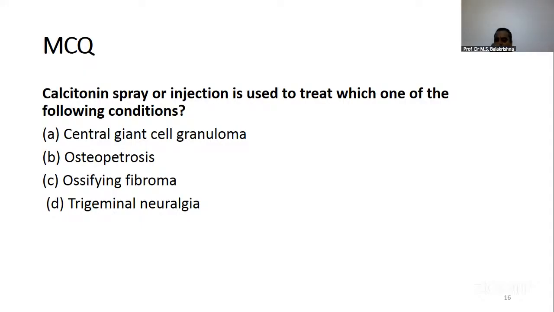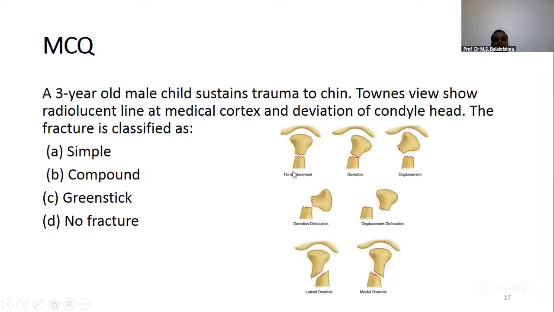Right. So these are the methods you should be knowing. Calcitonin spray is used in the treatment of osteopetrosis. So this question, the importance of calcitonin, I have explained a few more things: where all it can be used, how it can be used, that you should know very well. Answer is osteopetrosis. Next question.